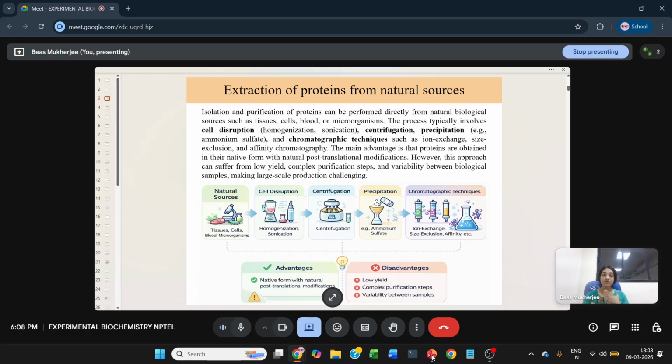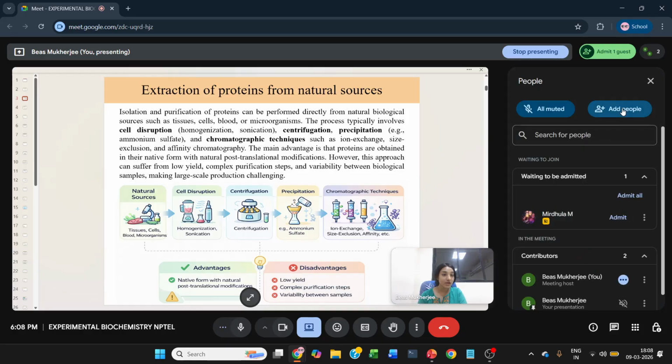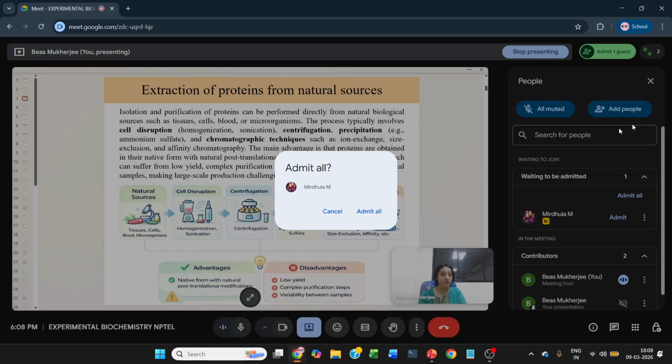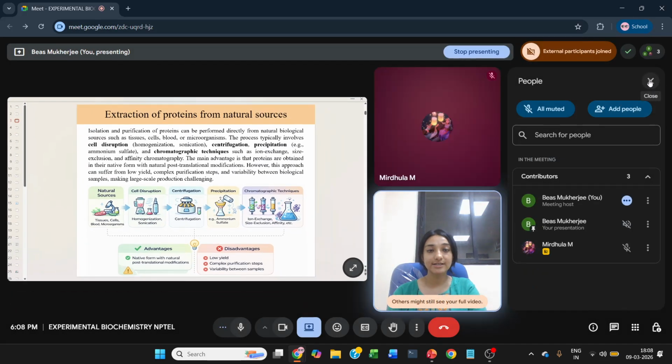So in our last class, we discussed extensively about different chromatographic techniques. And in today's class, we are going to talk about only a few chromatographic techniques in very little detail.